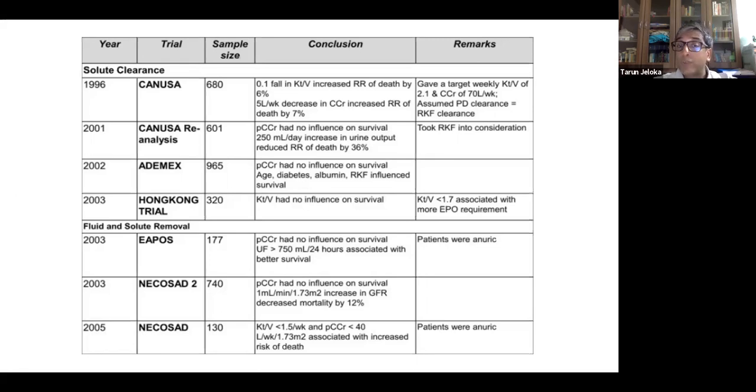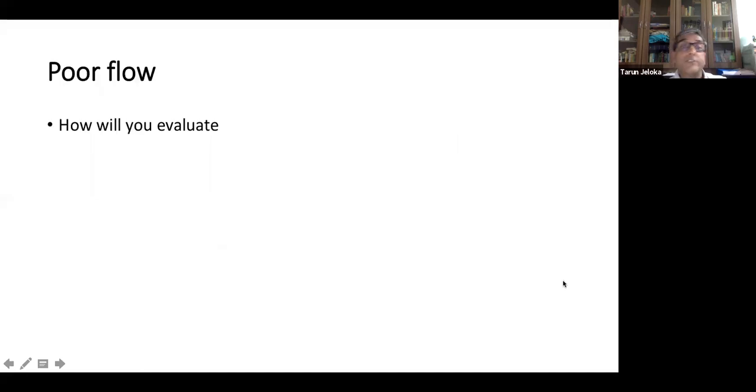This was also done in anuric patients. What they found is that ultrafiltration of a minimum of 750 milliliters per day is associated with better survival. So when you encounter a patient who is anuric, you should target an ultrafiltration of more than 750 mils by increasing the concentration of bags, based on this study. The other was the Nicosat 2 study and 1 study. So again, peritoneal clearance, etc. Just remember these names because you may be asked to name some studies related to peritoneal dialysis.